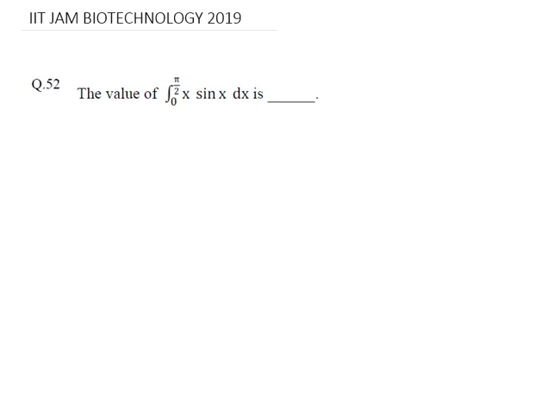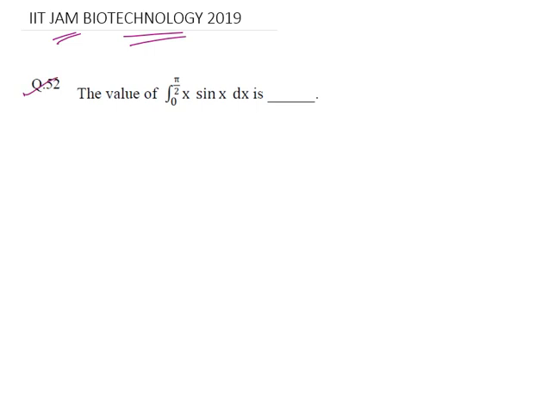Today we are going to solve one question from IIT JAM Biotechnology 2019. As we know that JAM is one of the most important examinations in our country for those students who want to join IITs to pursue their master degree courses. We cover all the four topics, that is physics, chemistry, math and biology for the biotechnology paper.